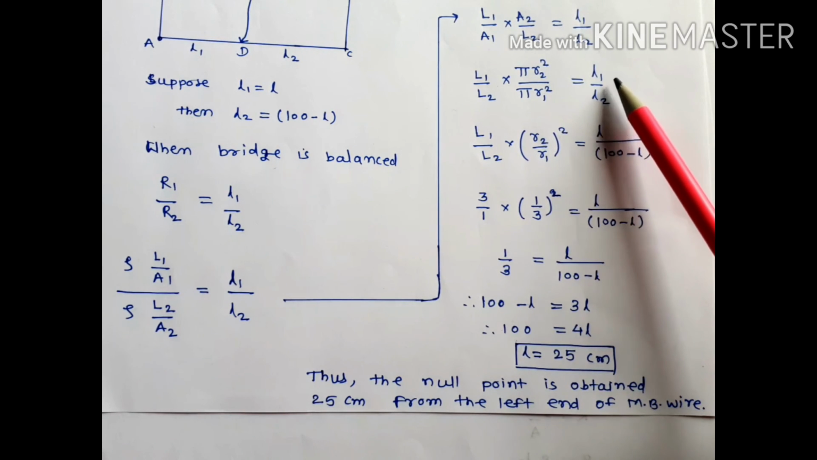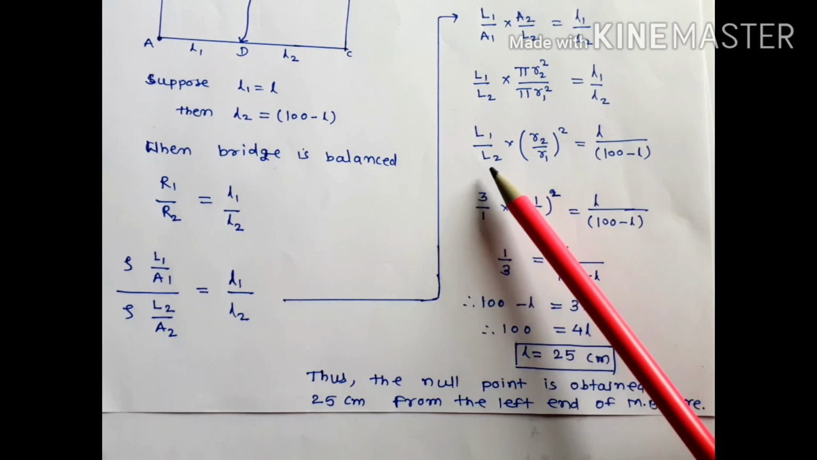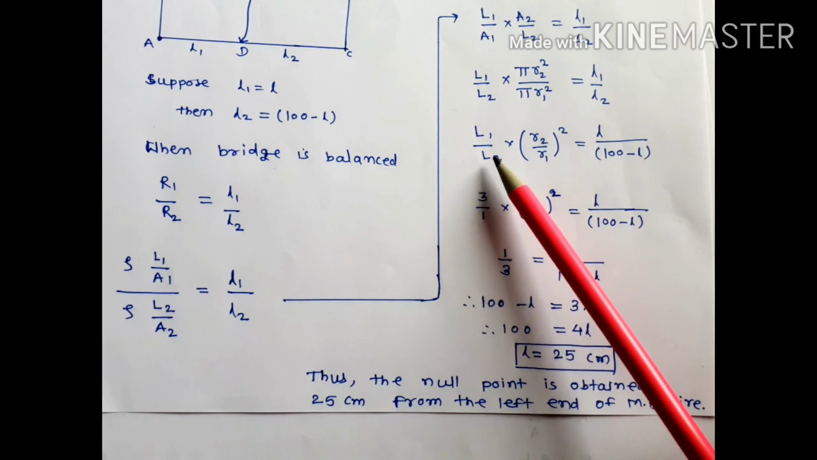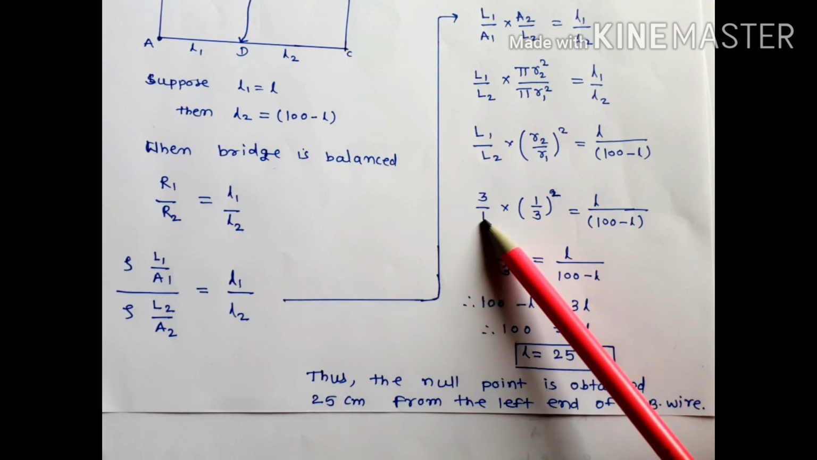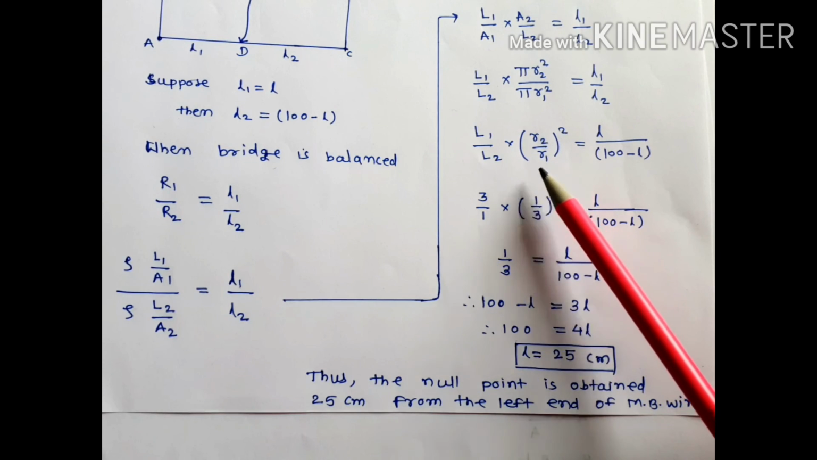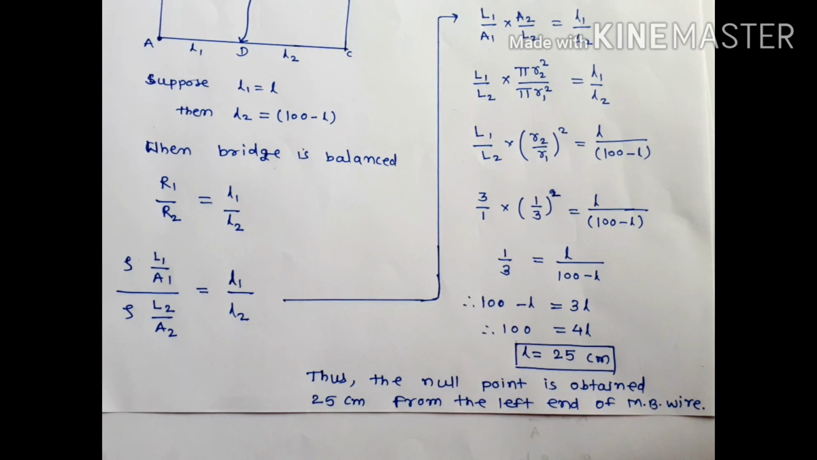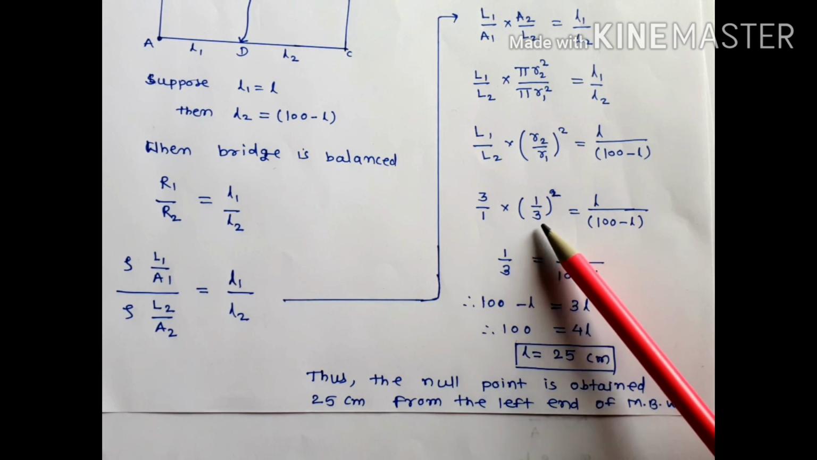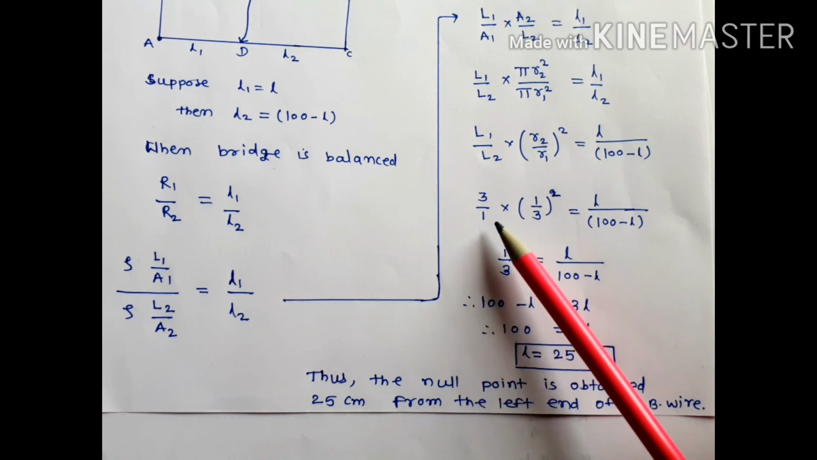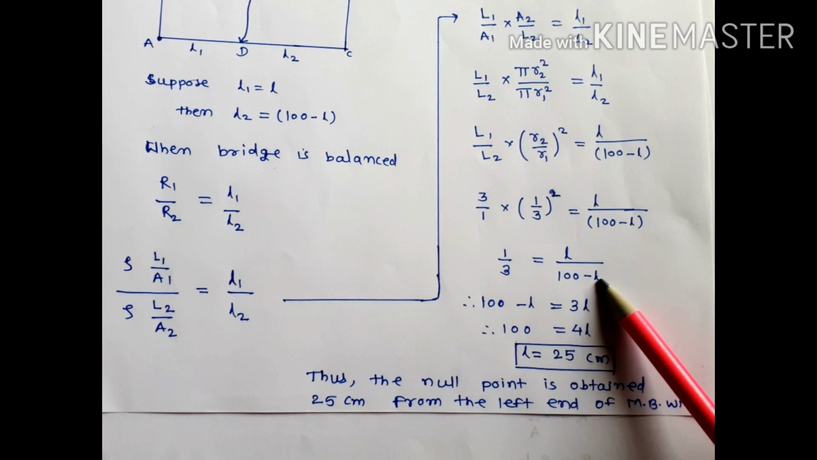l. Here I have expressed L1 in terms of small l and L2 in terms of 100 minus l. By putting the values of L1 divided by L2 as well as R2 upon R1, we know that the value of L1 upon L2 is 3 upon 1 into bracket value of R2 upon R1, 1 upon 3. In the given, R1 upon R2 is equal to 3 upon 1. Here by putting the value of R2 upon R1, it is 1 upon 3 bracket square as it is. By solving this step, we got 1 upon 3 is equal to l divided by 100 minus l.